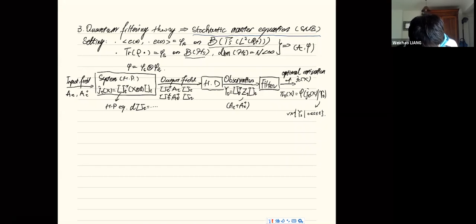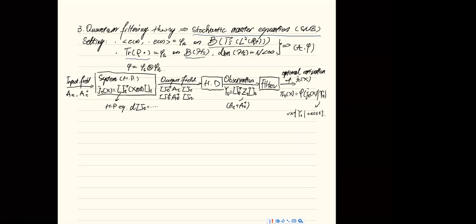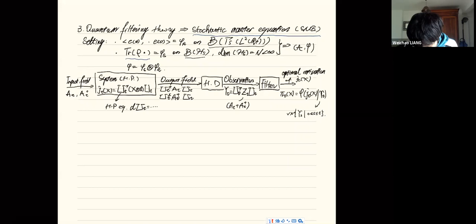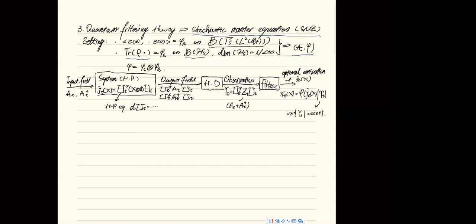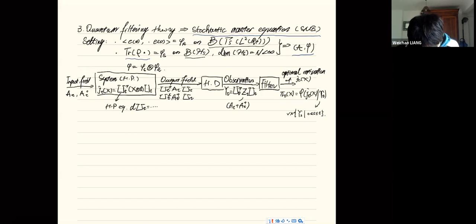For the state on the system, because the system Hilbert space HS is always finite dimensional, we use a density operator rho to describe the state on HS. Then we can obtain the quantum probability space, denoted by A and C, where C is described by the tensor product of CS with CR.